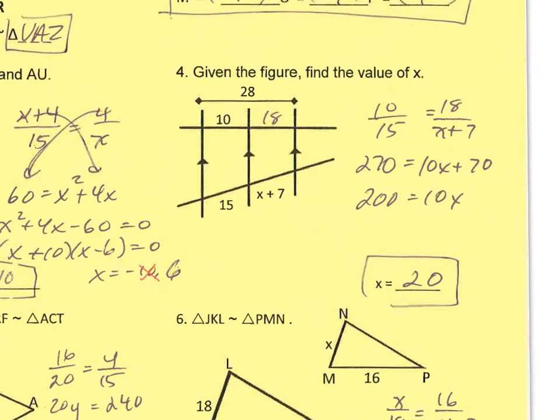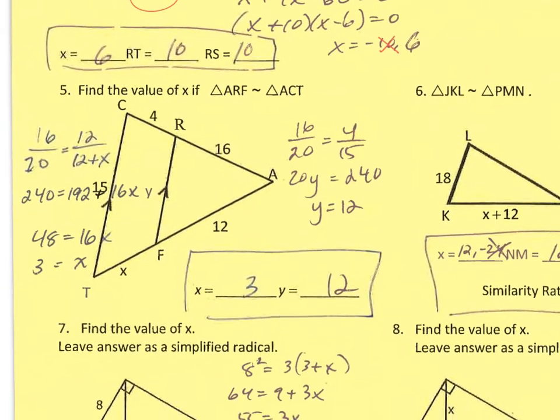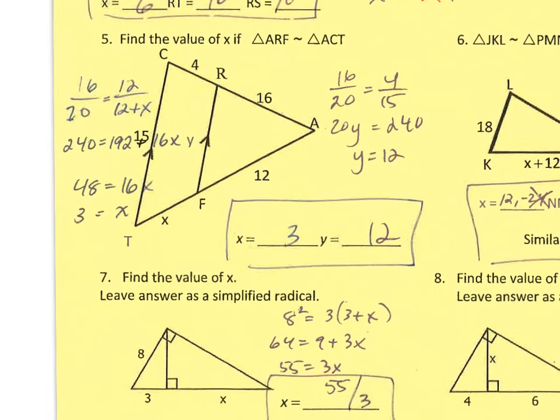Number 4, same kind of thing, got a zigzag pattern. So I set it up 10 over 15. I defined that this was 18. The whole side's 28, so that would be 18. So 10 over 15 equals 18 over x plus 7. This one's not a quadratic. It's pretty easy to solve. You can see how to solve it. x is 20.